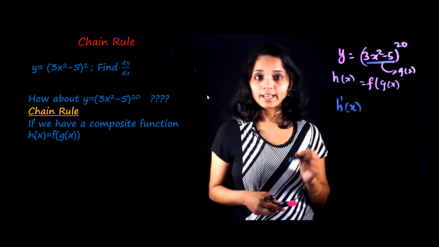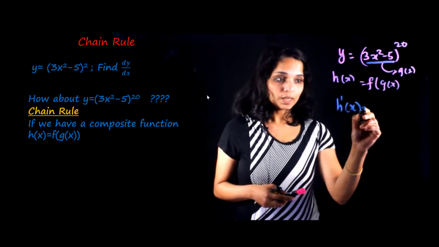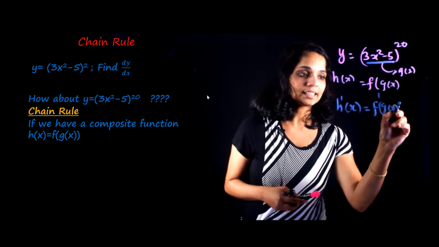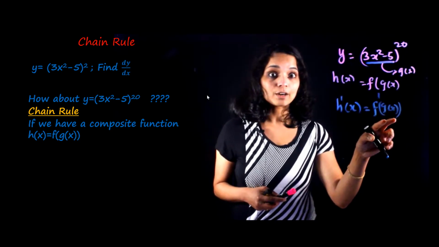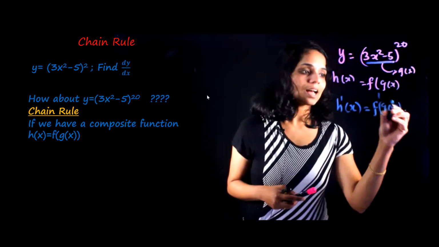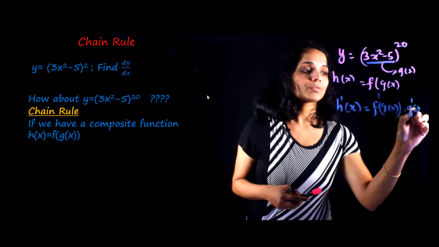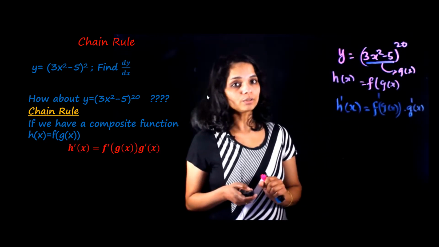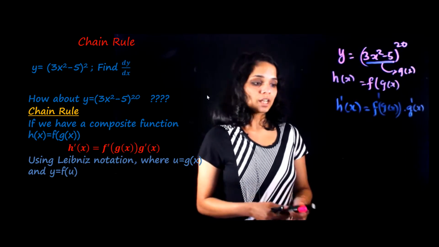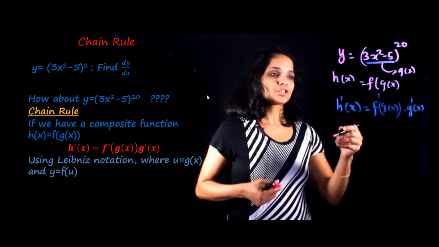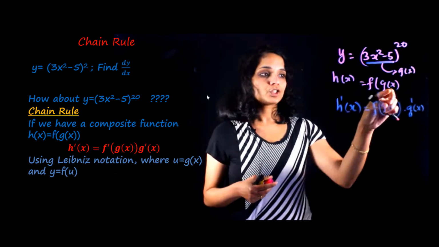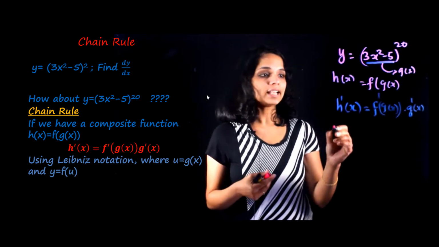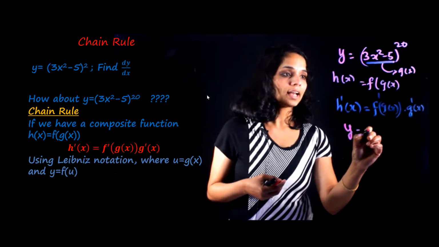The derivative of h equals f dash g of x: you take the derivative of the function about g of x, times the derivative of g of x itself. This is one way of writing the chain rule. And using Leibniz notation, we make another substitution here. We call u is g of x and h of x is y. So you can say y is then f of u.